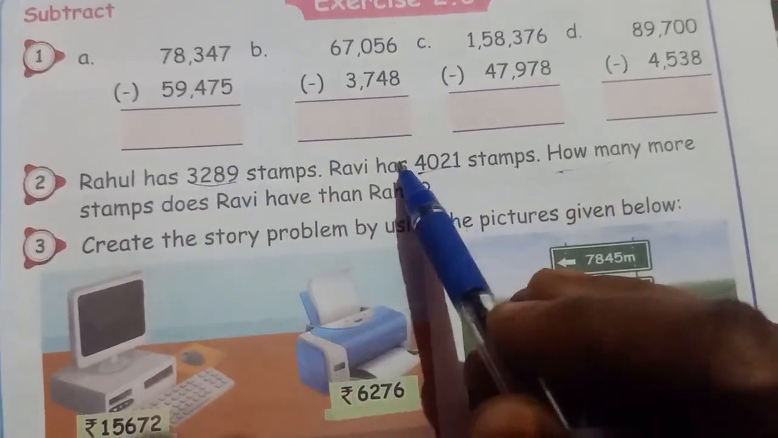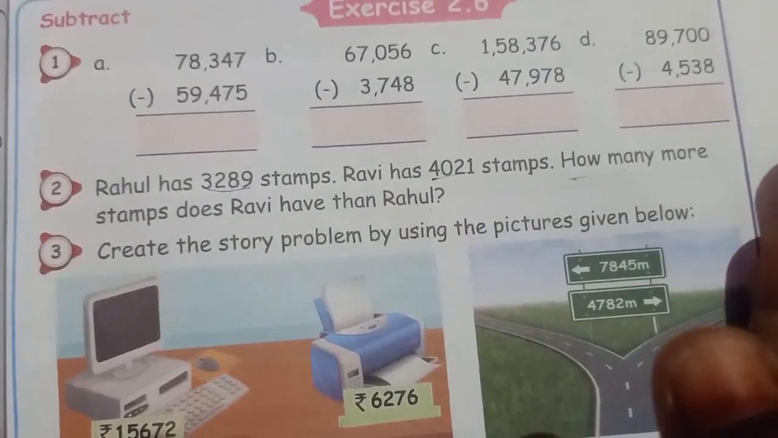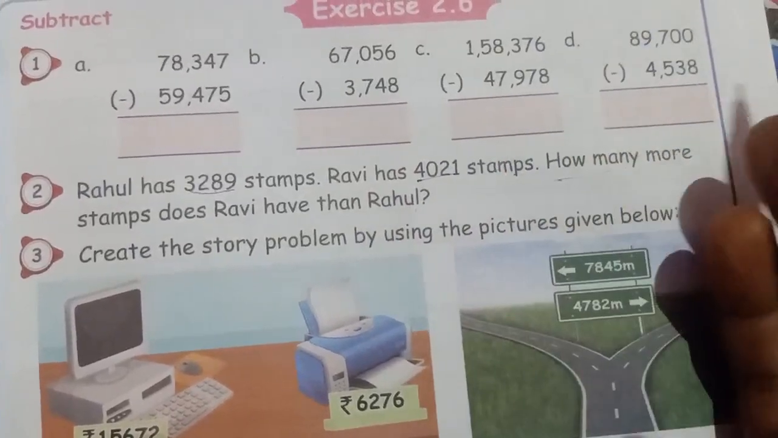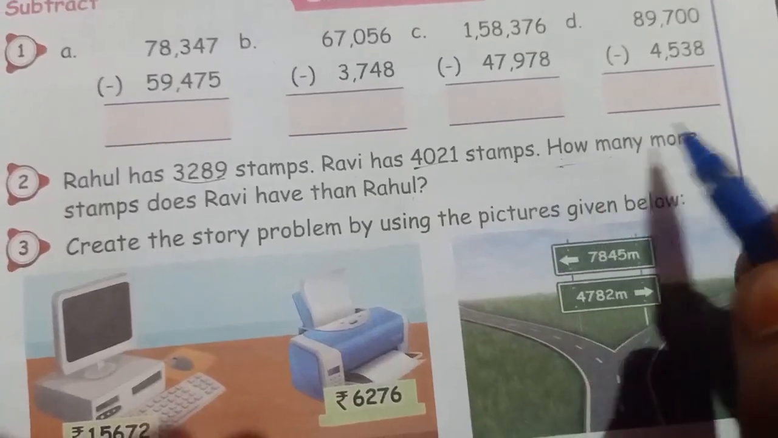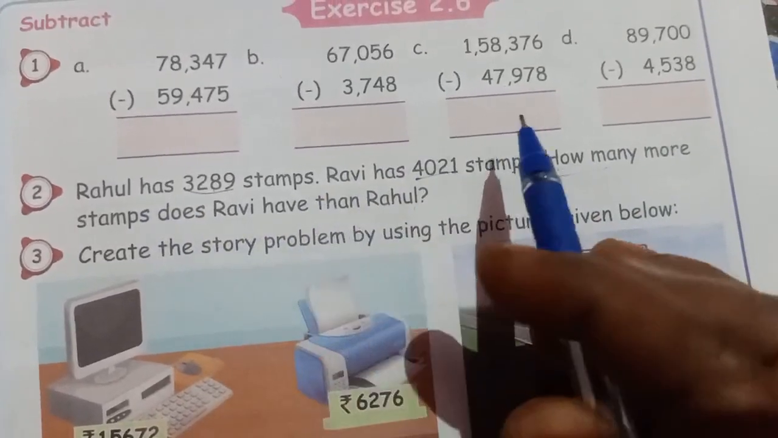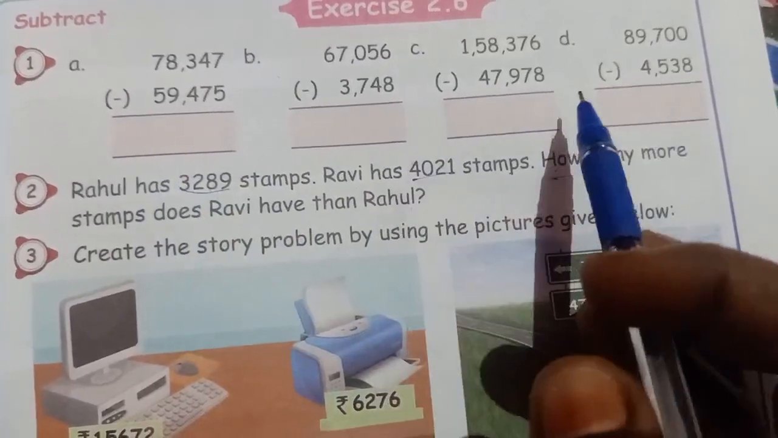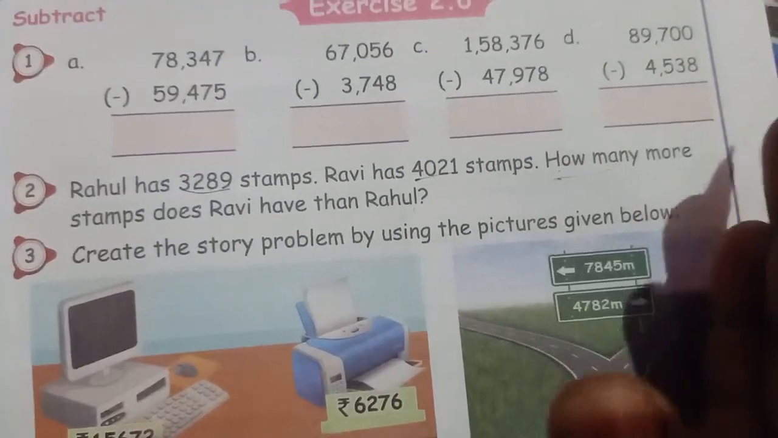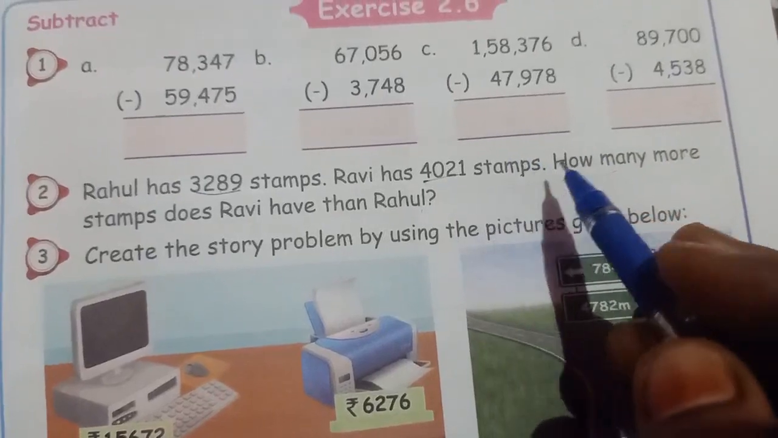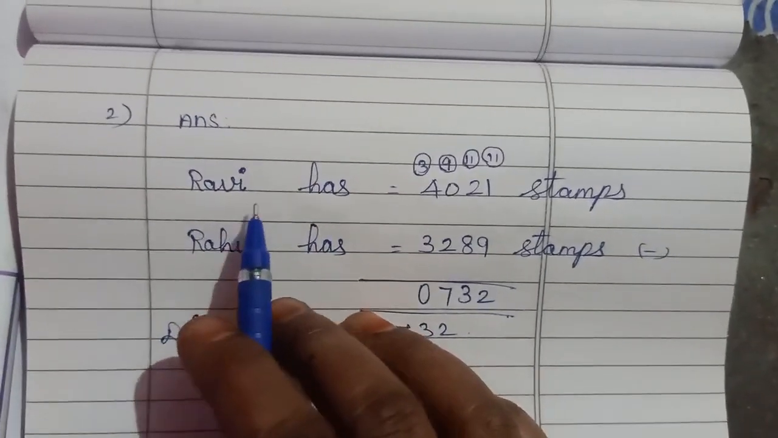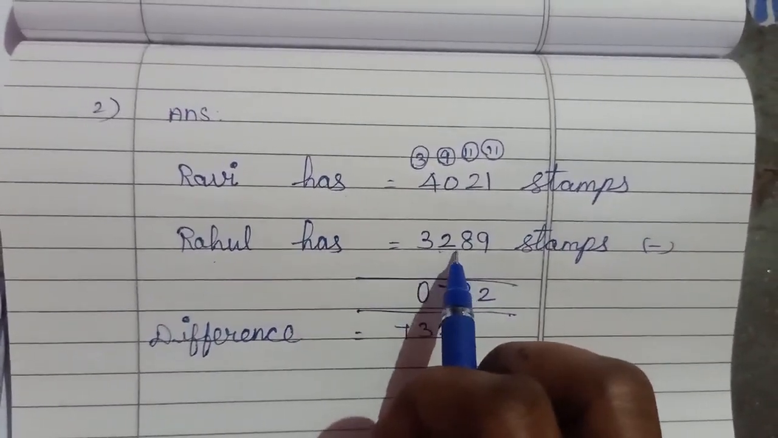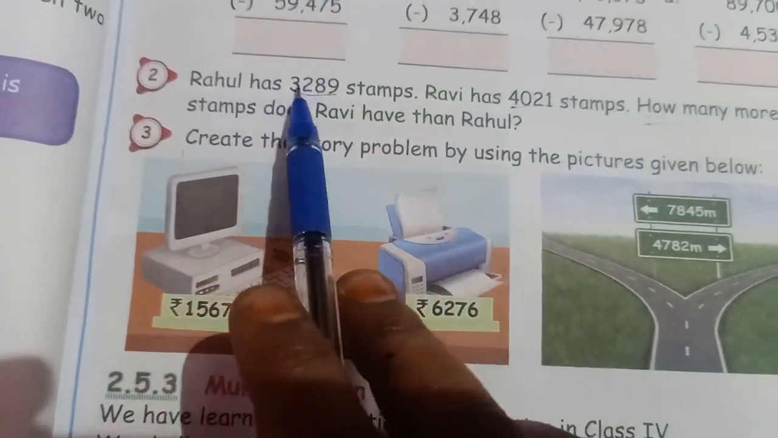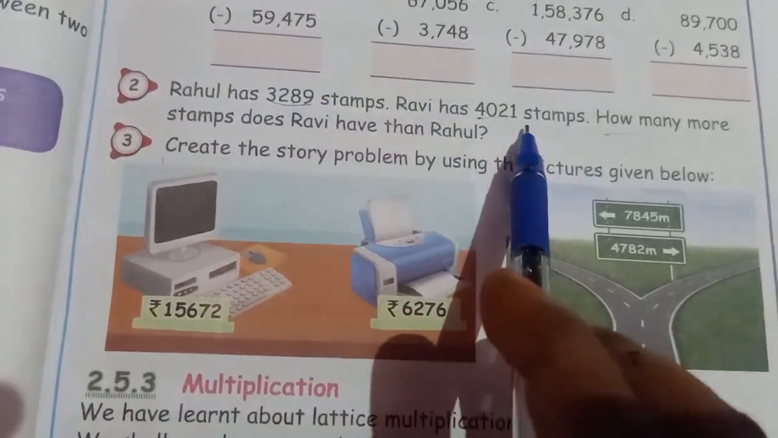Compared to Rahul, Ravi has more stamps. Okay, so how many stamps are available? That is our question. Okay, so now we want to write the answer. See the answer ma. Ravi has 4,021 stamps and Rahul has 3,289 stamps. Okay, see here first Rahul's data is given only. Okay, next only Ravi's data is given.